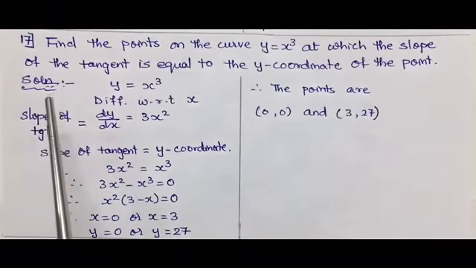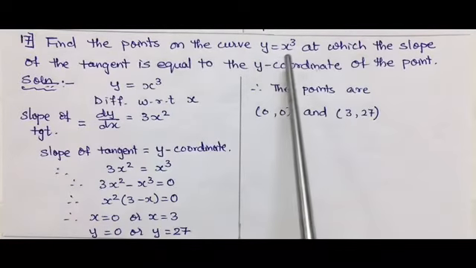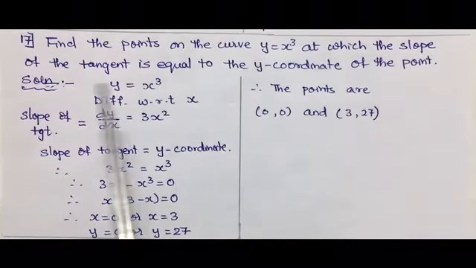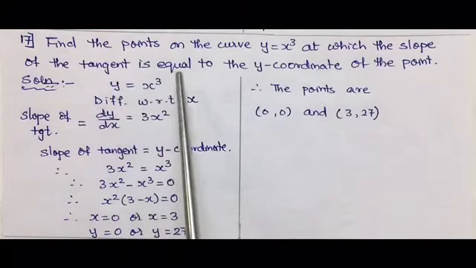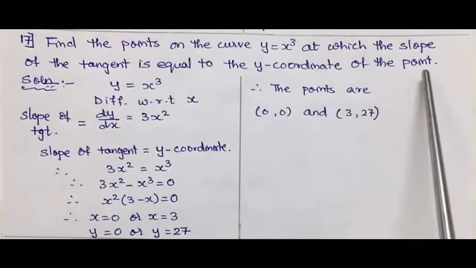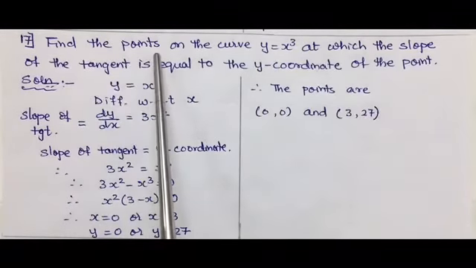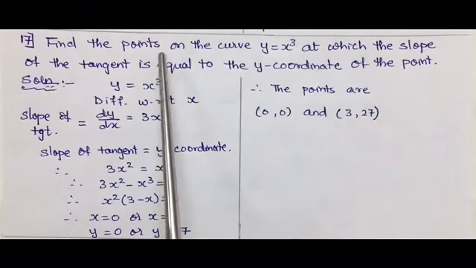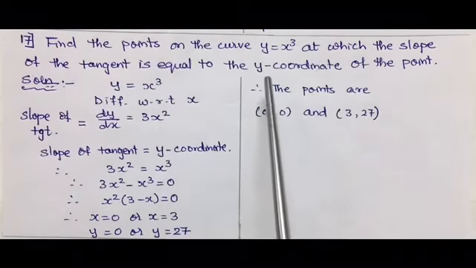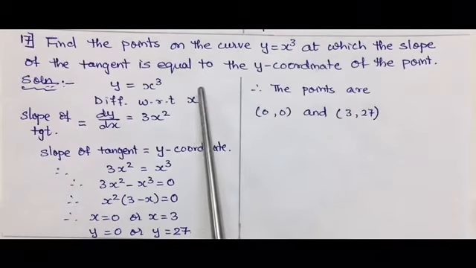The 17th one is: find the points on the curve y equal to x cube at which the slope of the tangent is equal to the y coordinate of the point. Now here, as the question says find the points, it means we need to calculate the values of x and y. Now the condition given here is about the slope of the tangent.